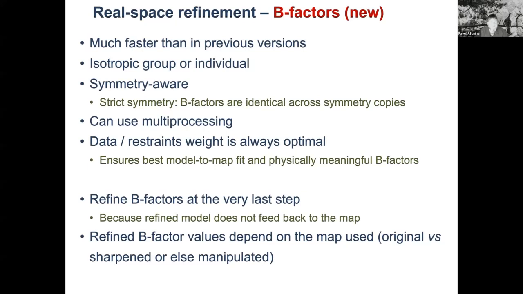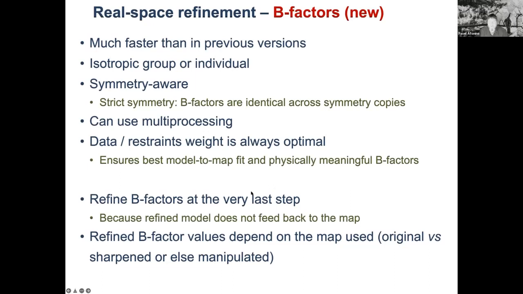It's very fast. So now, again, you can do isotropic or group or individual B-factor refinement. It's totally symmetry aware, and by that I mean if the map was symmetrized, then the B-factors will be identical across symmetry copies. You can use multiprocessing, so you can refine gigantic models relatively quickly. Data to restraints weight is always an issue when it comes to refinement. So in this implementation, it's totally optimized. The weight is optimized as part of refinement, so you don't need to think about it. It's all done as part of refinement.